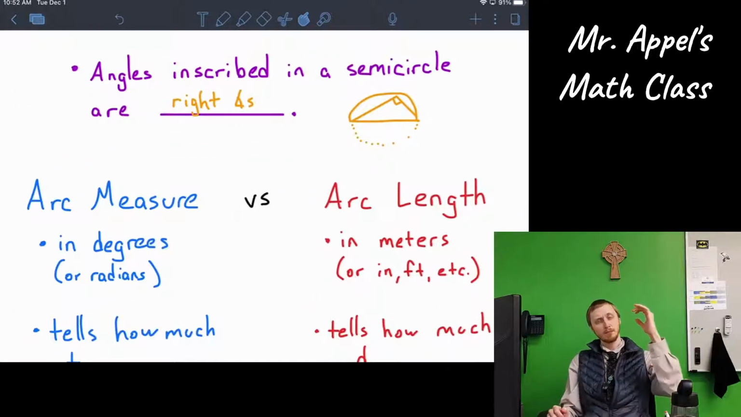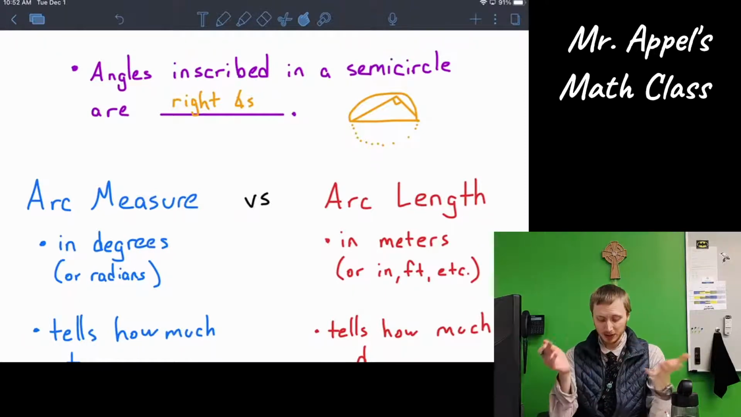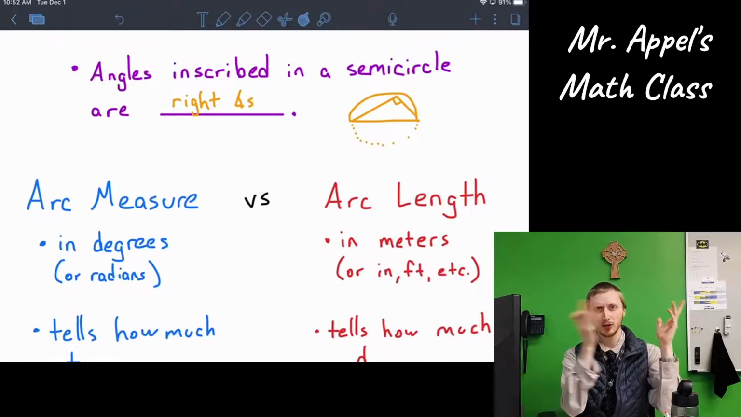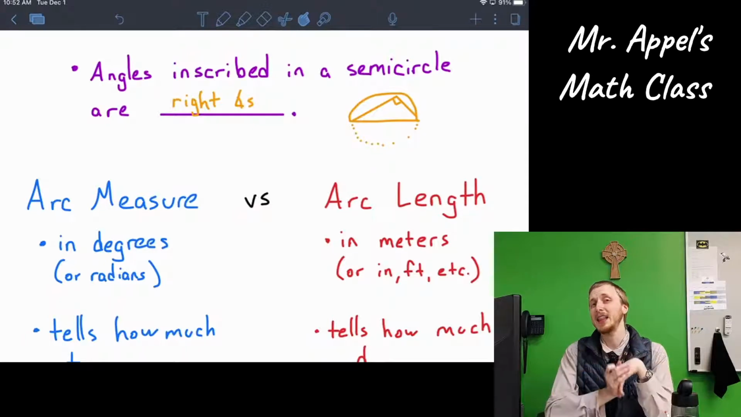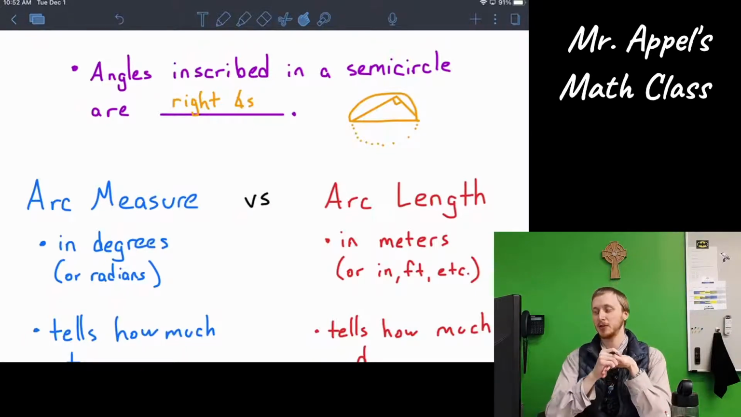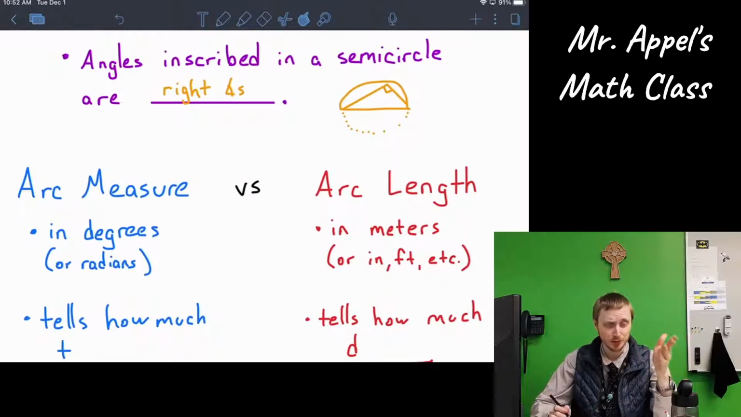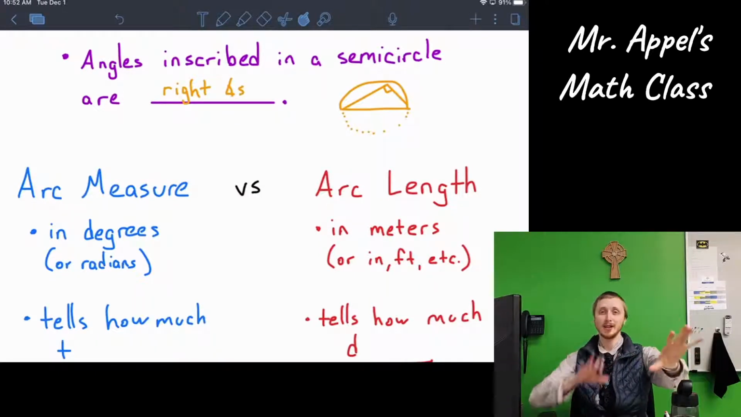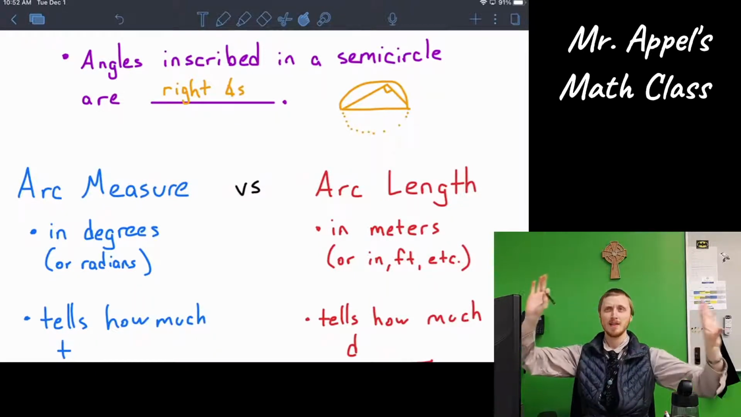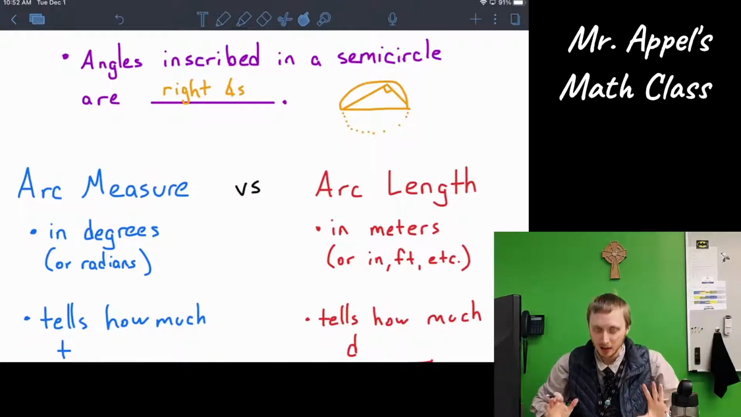Arcs have measures. We've been working with those, right? We call it 70 degrees, whatever. They also have a length. One point of potential confusion for students is the difference between arc measure and arc length. Two different but related things.